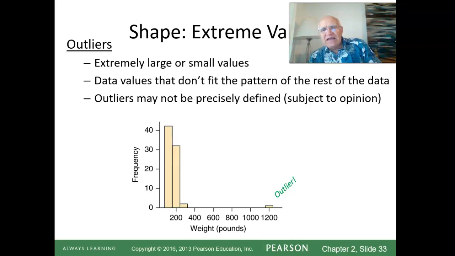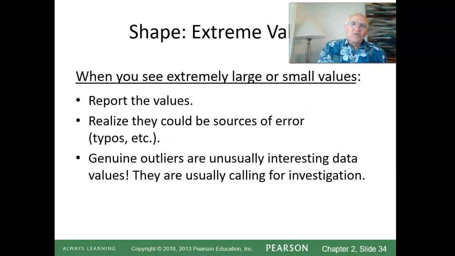These occur all the time. One way that they can occur is if you have an error, and if you have an error, then you can just correct the data. I call that an out and out liar, right? It's the data's lying, it wasn't real. But in other cases, that observation is very correct and very real. The question is, why was it so different? So when you see those kind of things, report the values, realize it could be an error, and we should figure that out. And genuine outliers are unusually interesting data values. They usually are calling for an investigation to figure out what happened.